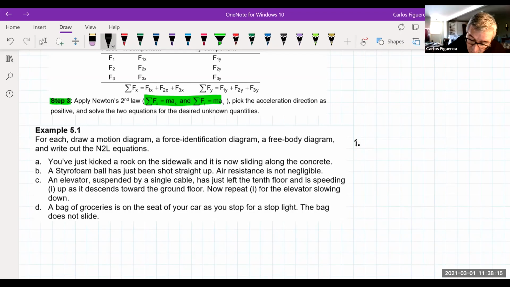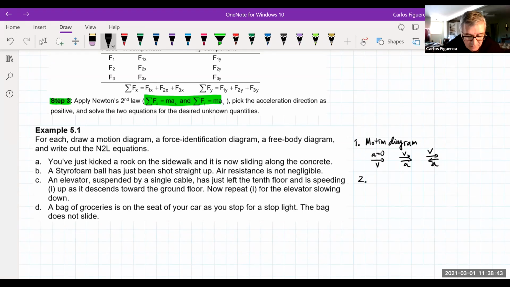I want a motion diagram. Not in detail. In other words, I want this, or I want this, or I want this. That's what I mean by motion diagram. Identify whether it's accelerated or not.